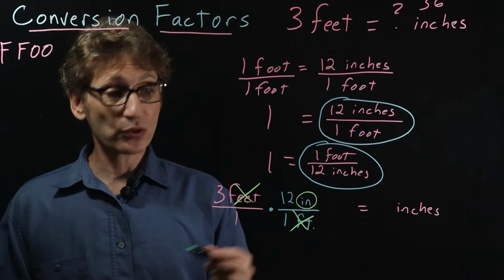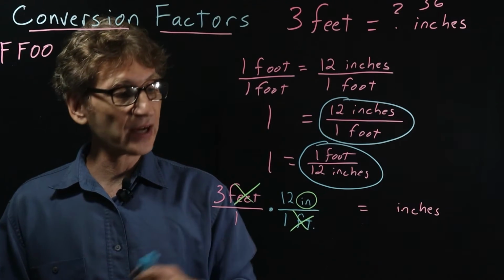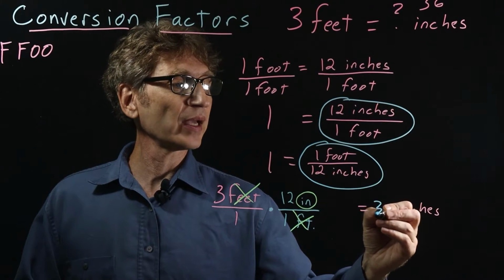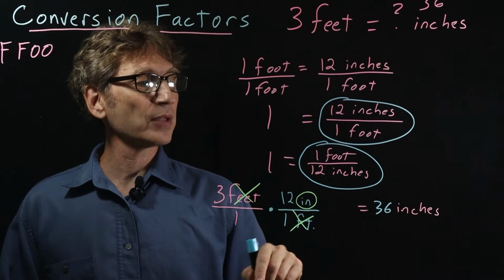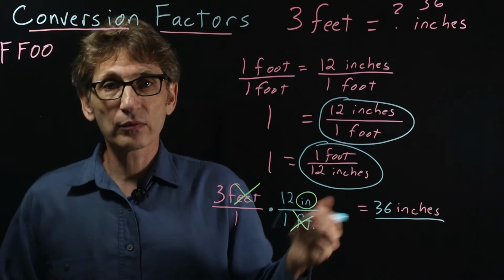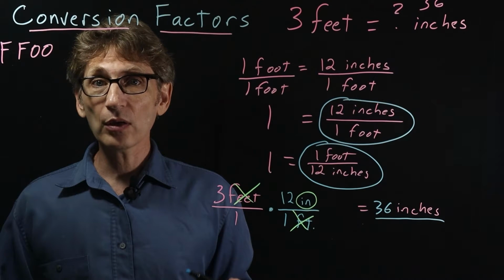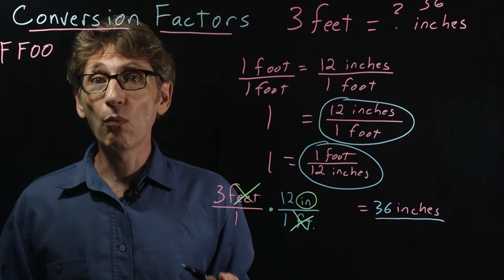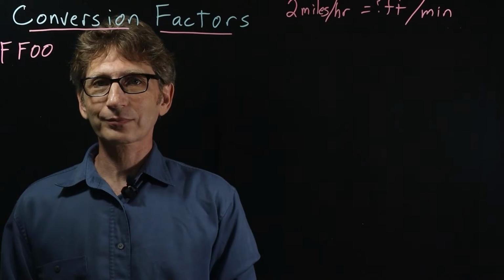So now I do straight multiplication across. This is fractions. I multiply the numerators. 3 times 12 is 36. And I still have my inches. The denominators are just 1, so that doesn't matter. I have 36 inches over 1, which is just 36 inches. Beautiful. Sometimes I use multiple conversion factors.